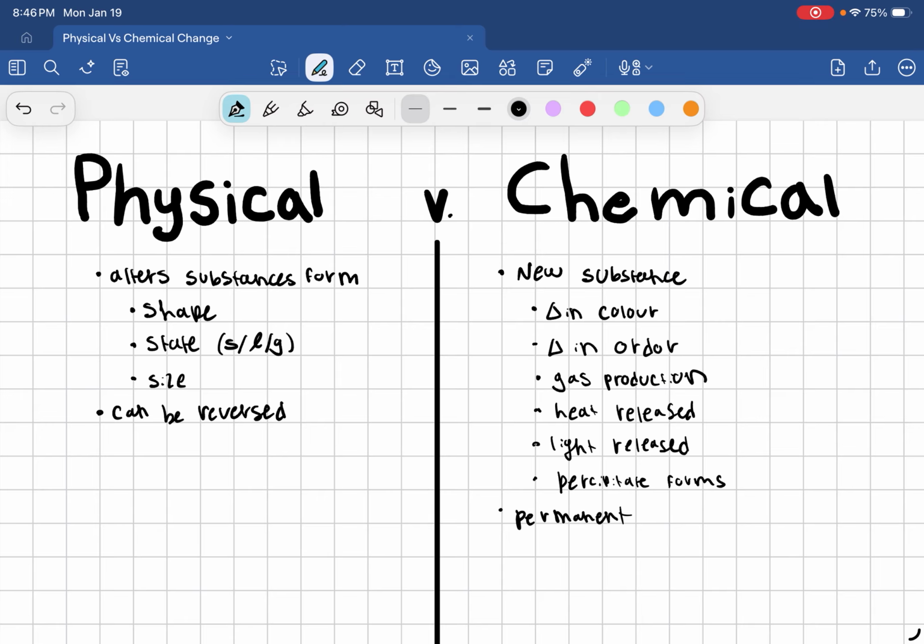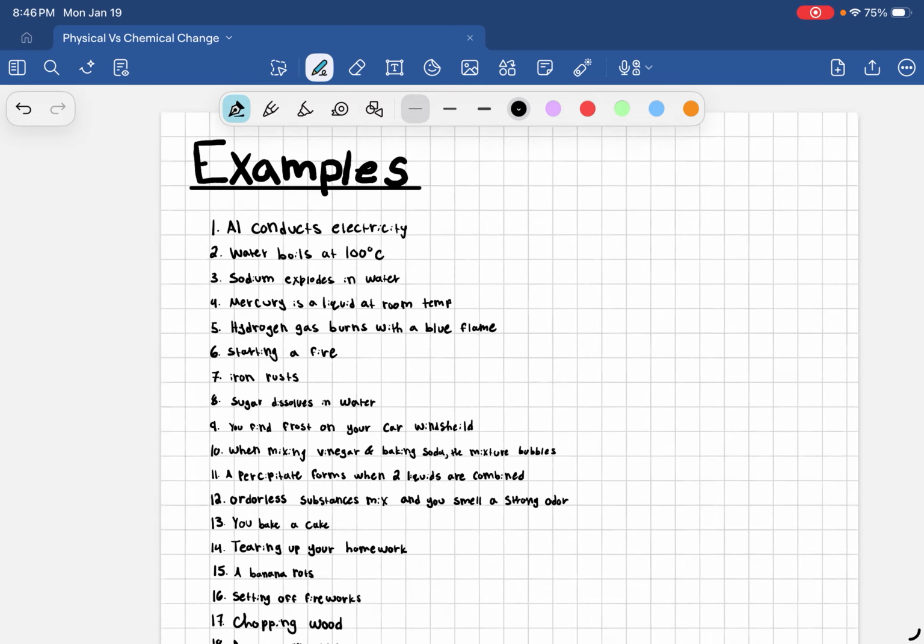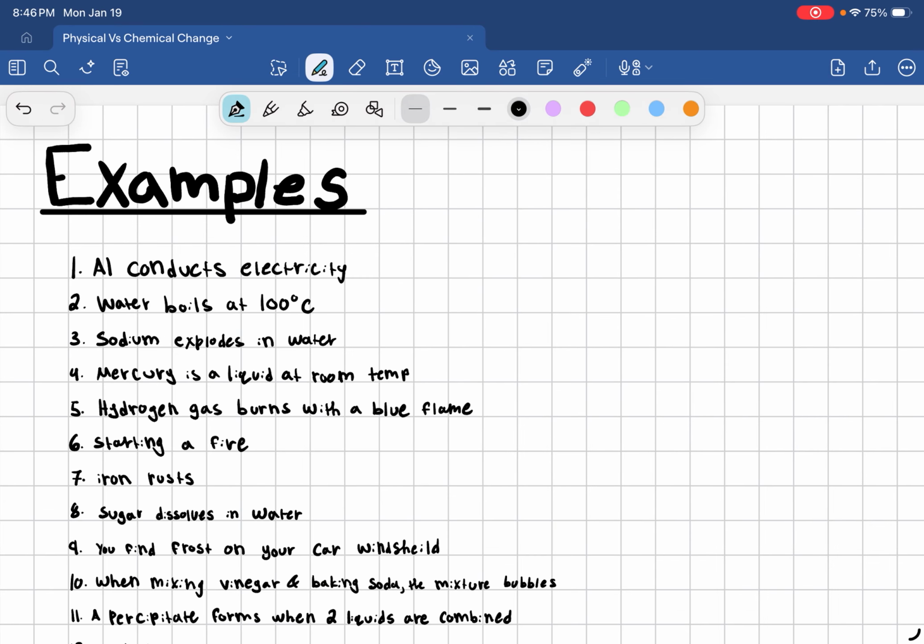Now let's go over some quick examples so we can put this concept to practice. Number 1, Al, aluminum. Aluminum conducts electricity. This is a physical change. We're not creating a new substance here. This is simply a physical property of aluminum and most metals. Water boils at 100 degrees Celsius. This indicates a change in state from liquid to gas, meaning this is a physical change.